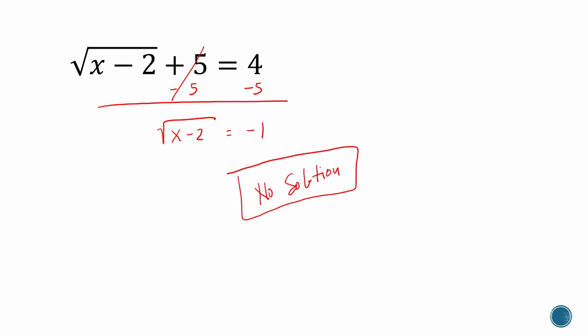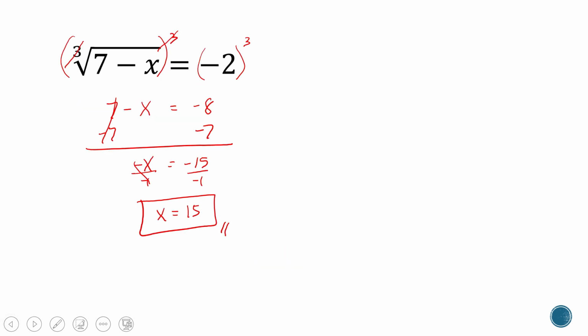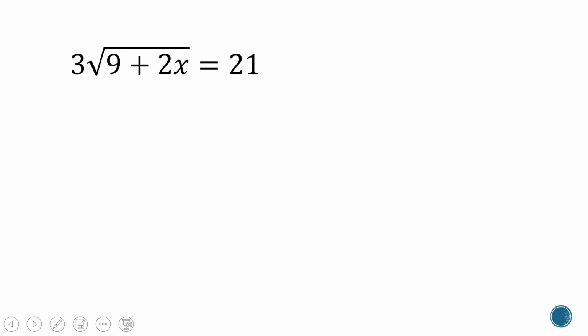So you will encounter this if the index is 2 and we have this radical sign, radical equals a negative number. Now, a while ago, you saw that I have a negative equals a negative number like here. This is different because the index is 3. So if the index is an odd number, we can have this. But if the index is even, just like in this case, equal to a negative number, there's no solution. Let's go to the next one.